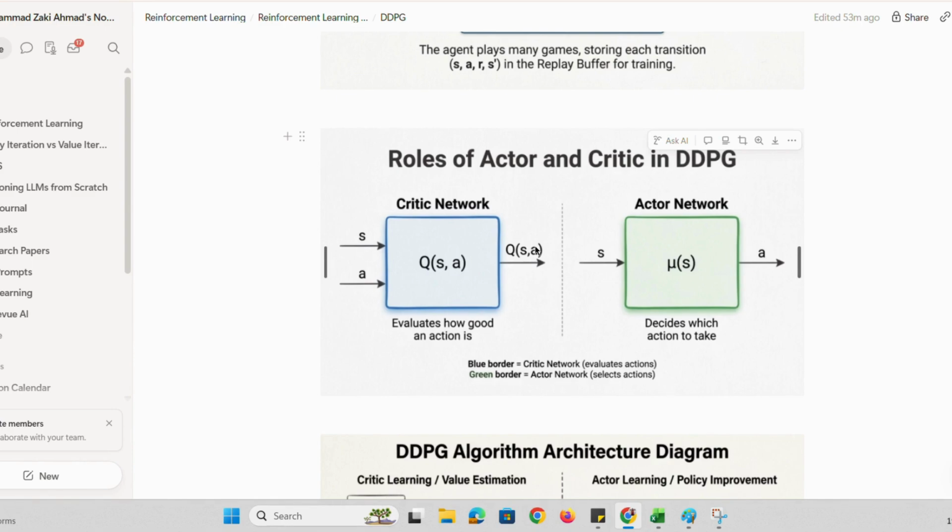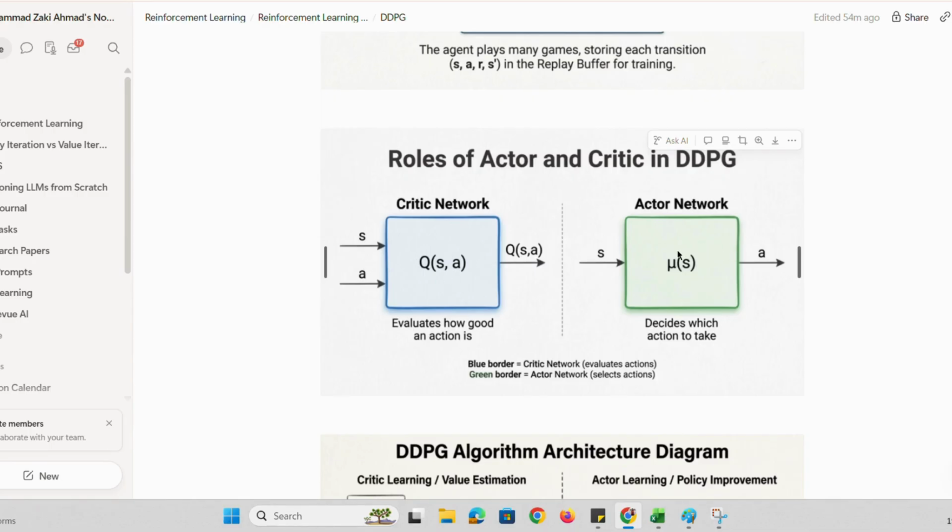What is the Q value? Q value is basically an estimate of how good that action was in that state S. So remember the inputs S and A: if we have a state and action and we want to predict the Q value for that state action pair, we can use a critic network.